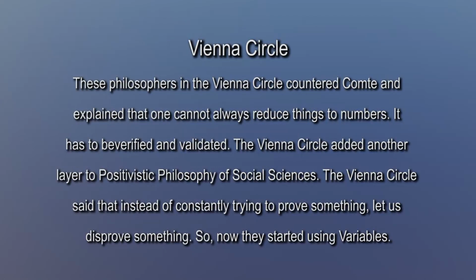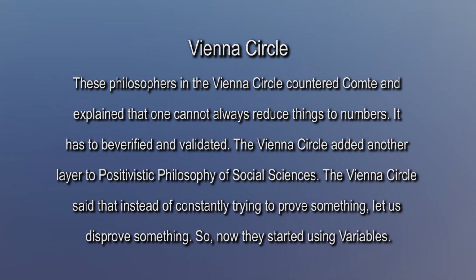Now, these philosophers in the Vienna Circle countered Comte and explained to us that you cannot always reduce things to numbers. You also have to verify them, you also have to validate them. So the Vienna Circle then added another layer to positivistic philosophy of social science.